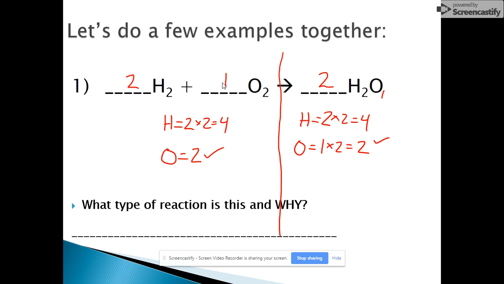If we look at this, what type of reaction would it be? We have 2 reactants on the left and 1 product on the right. That means this is like A plus B gives us AB, and that would be a synthesis reaction because we're putting things together. We're putting reactants together.